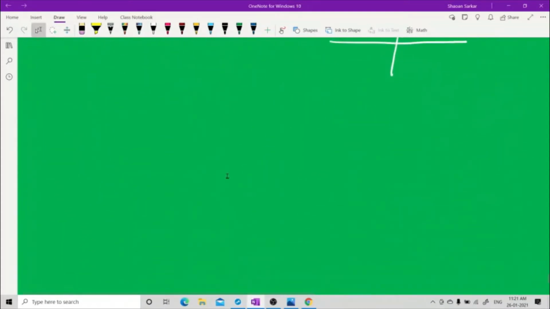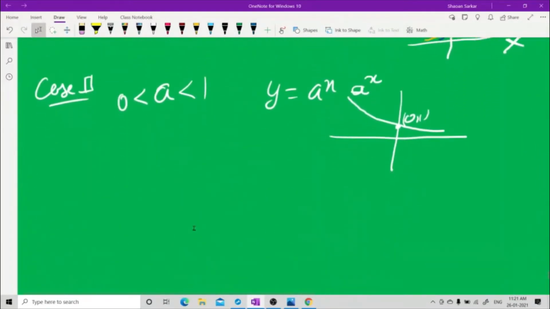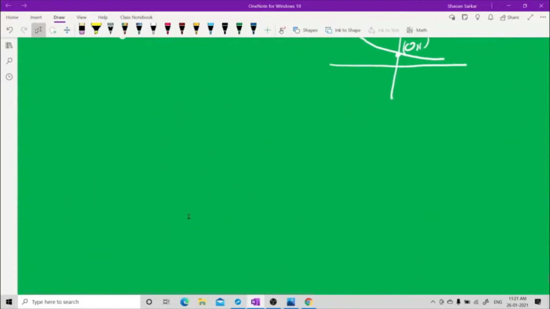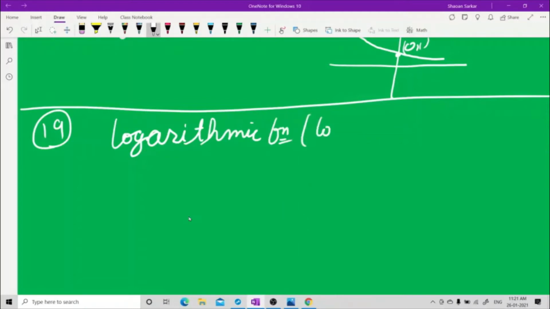Now the exponential graph is over. We will come to the log graph, the logarithm graph. This is 18, 19 and 20. So this is the 18th one. Now it's the 19th graph. The 19th graph is the logarithmic graph function, rather I call it the log function.